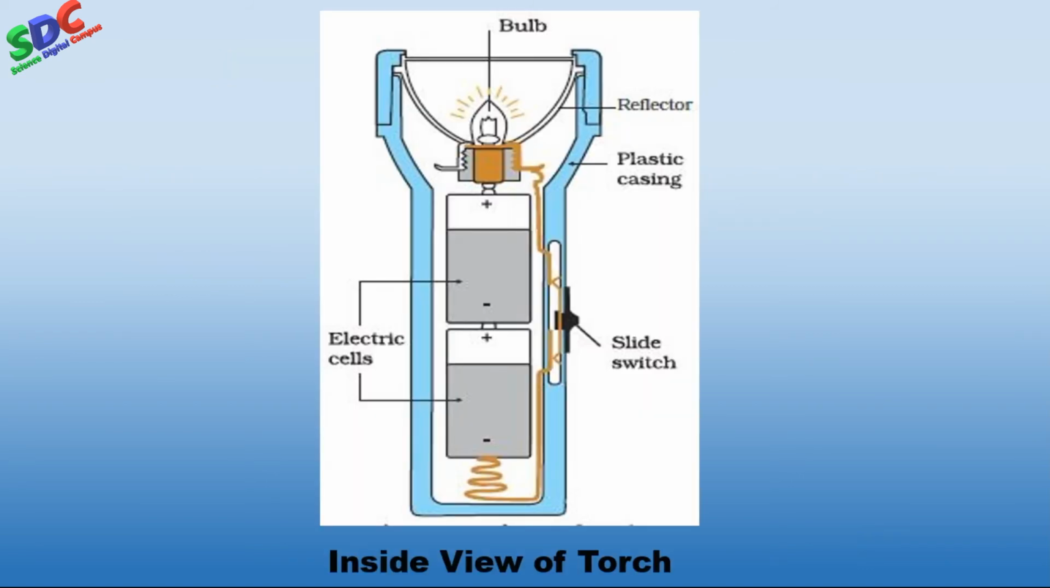Please see the picture here. It is an inside view of a torch. When we push the switch upside, the electric cells will come in contact with the bulb. Then the bulb glows. When we push the switch downside, the cells will move down and have no contact with the bulb. The circuit is open in this position, hence the bulb does not glow.